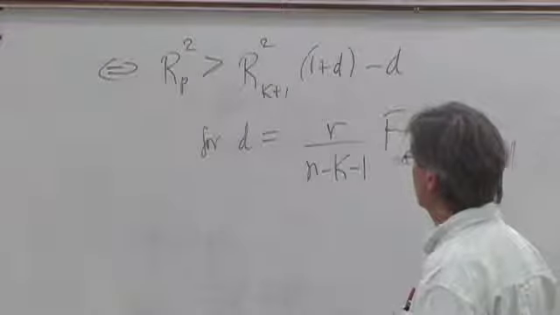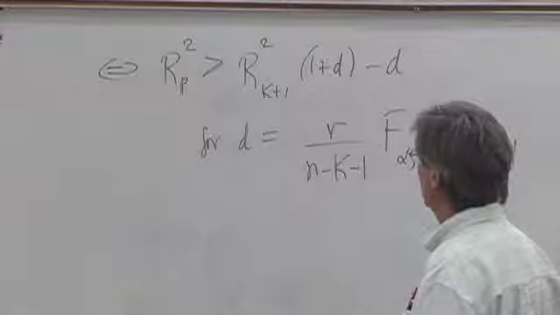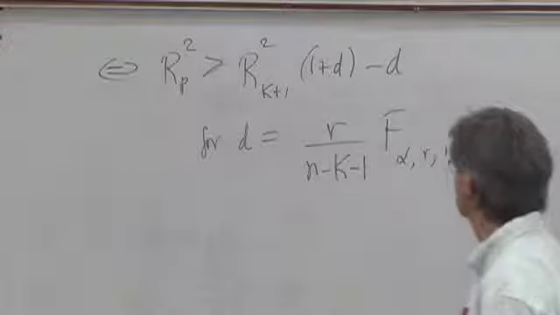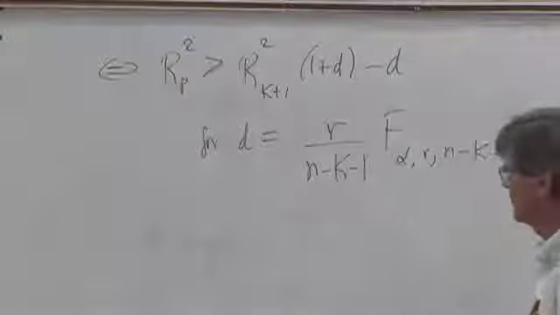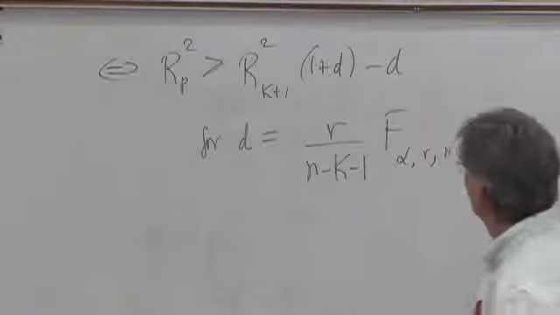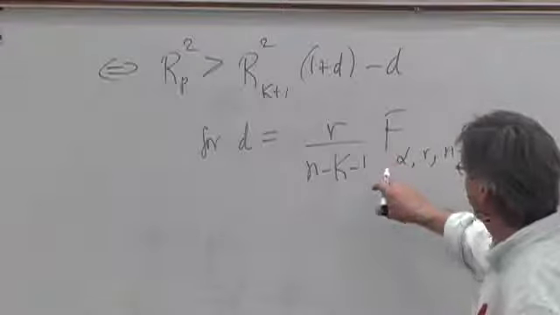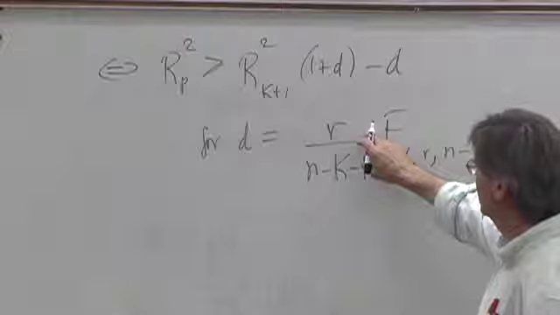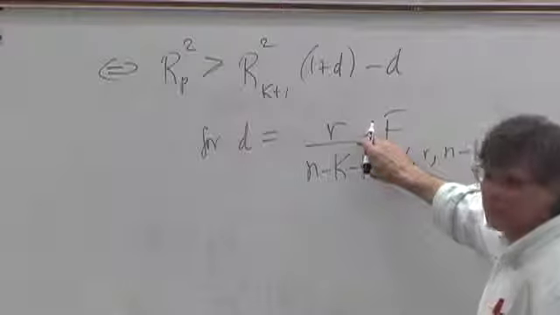Okay, let's see what that is. So if R_P squared is greater than that value, then it's adequate. Yeah, so that's a minimum R squared. Now for D, this D depends on the actual subset removed, because it depends on R.